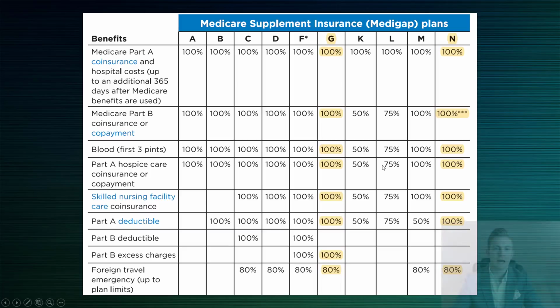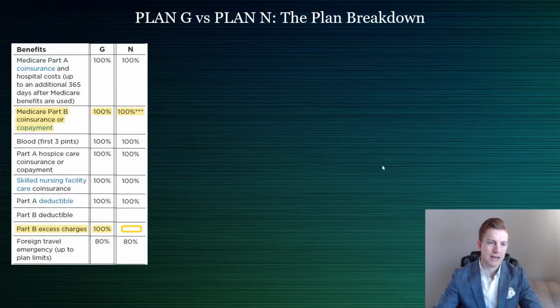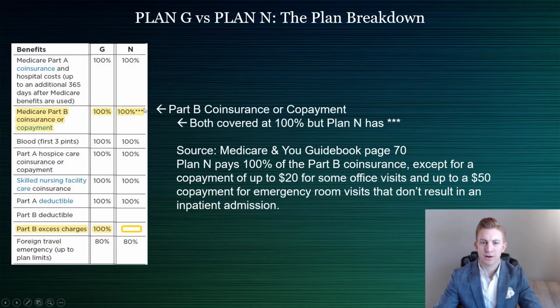So let's take a deeper dive into Plan G and Plan N, and let's get a side-by-side comparison here. As you can see, I've listed Plan G and Plan N next to each other, and if you look down the columns comparing the two plans, they're almost identical. I've highlighted the two differences that we can see here between the two plans. On Plan G, as you can see, the Medicare Part B coinsurance or copayment is covered at 100%, and on Plan N, there's a few asterisks there. So what do these asterisks mean?